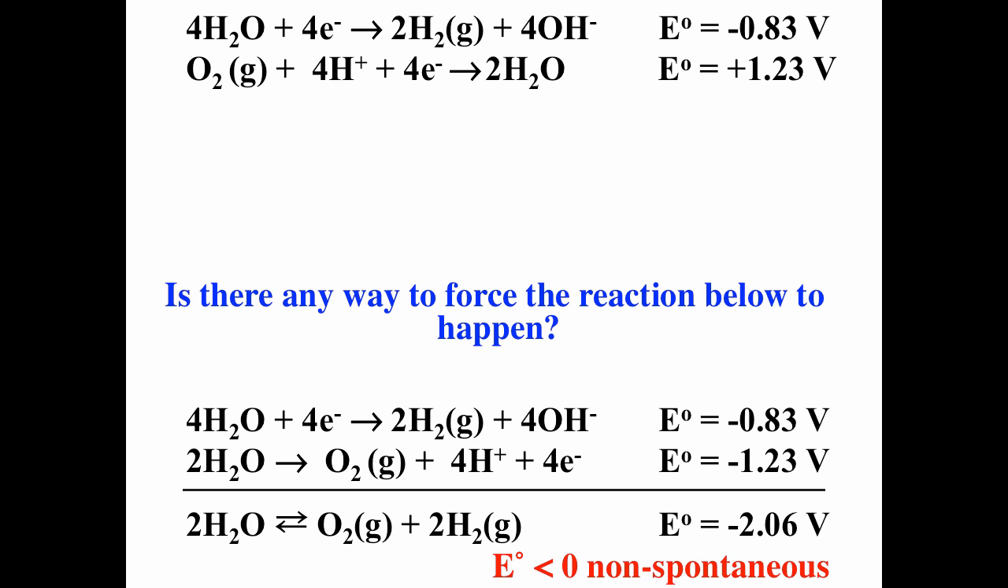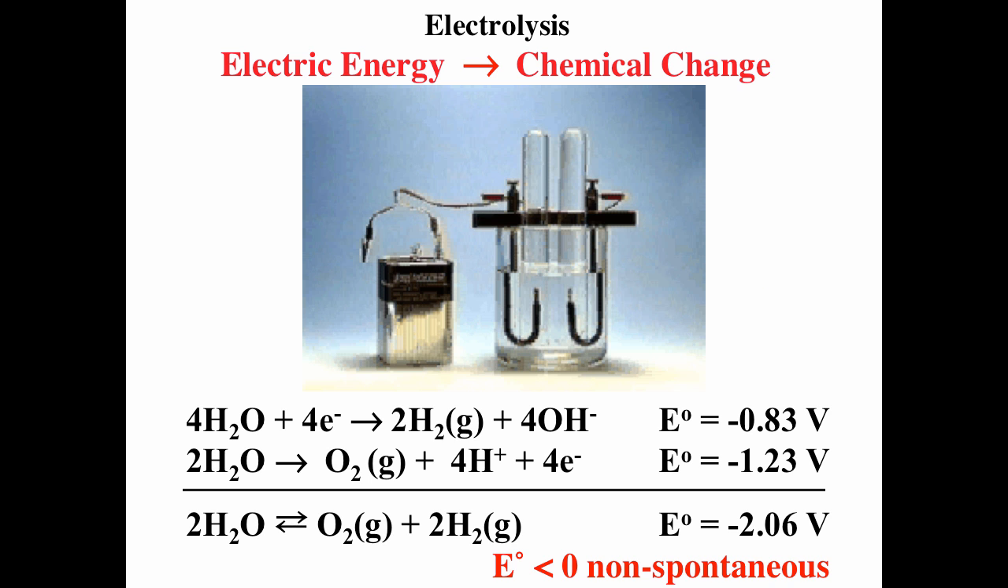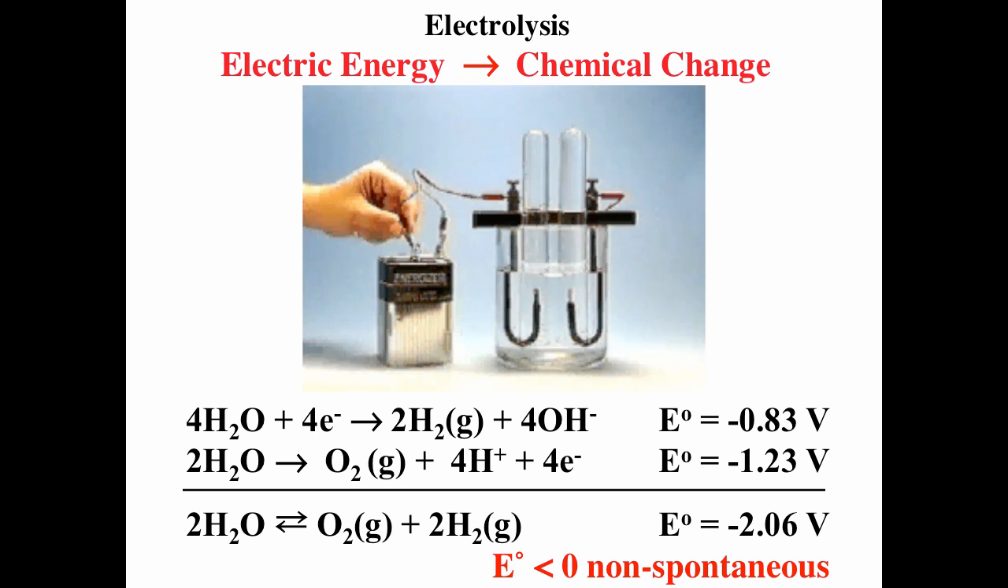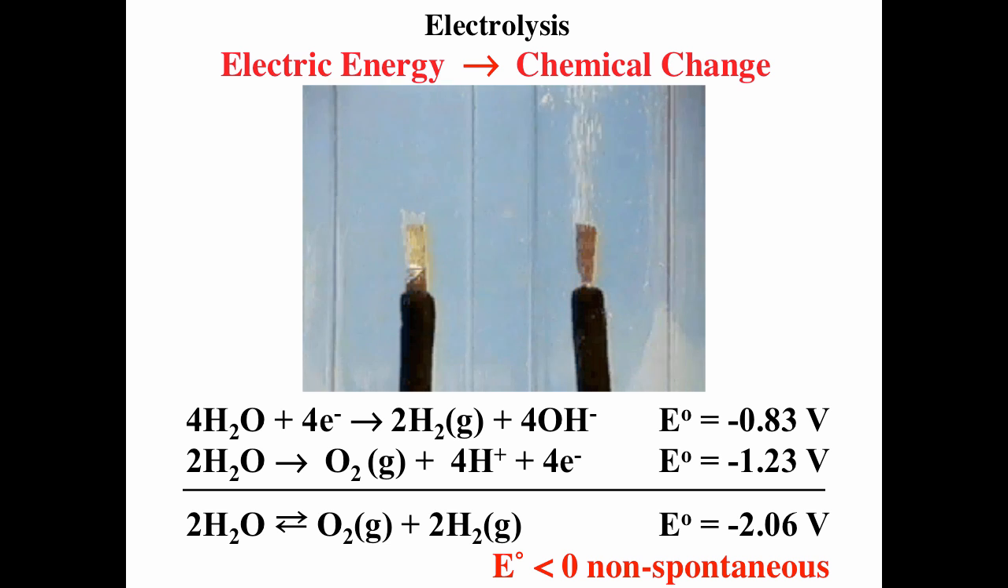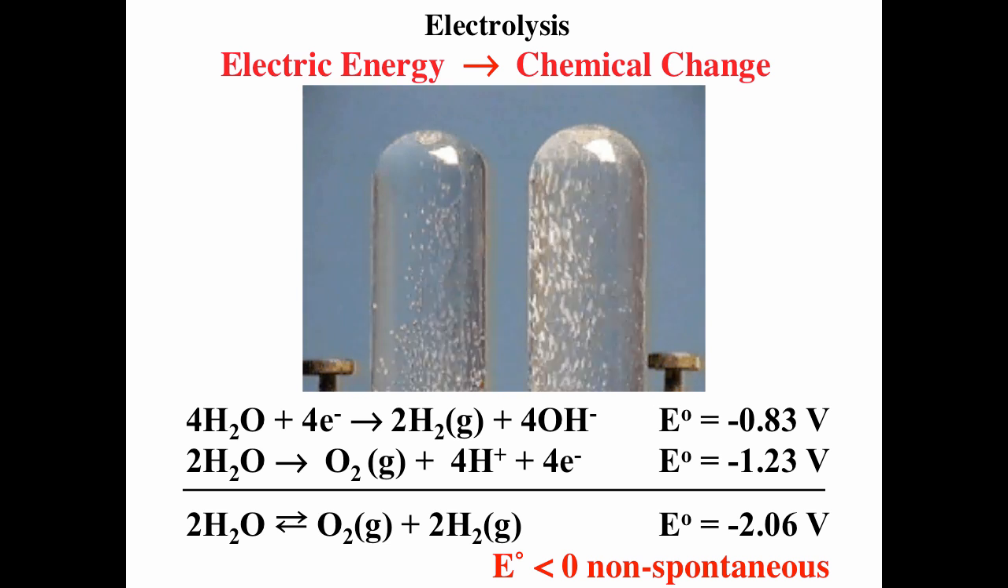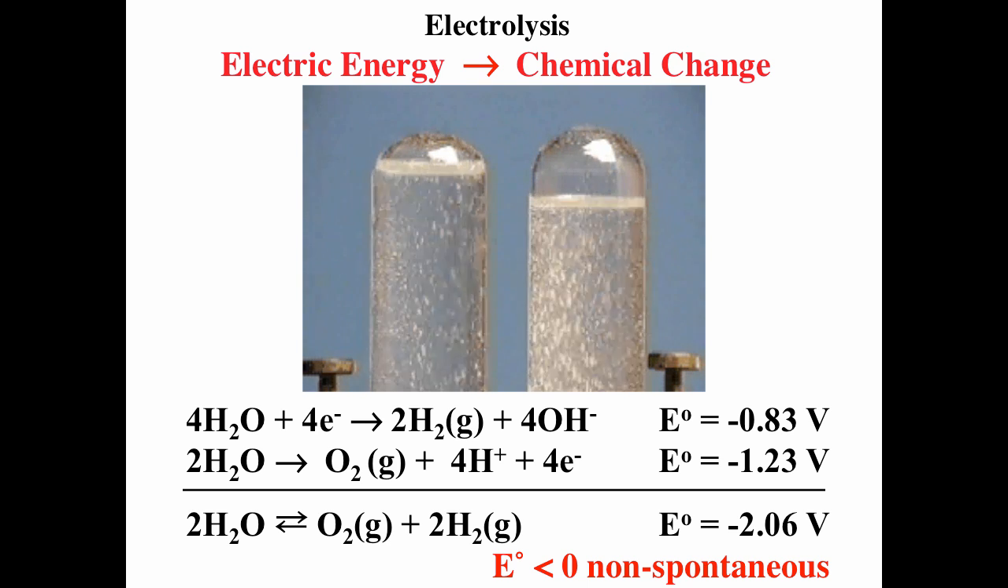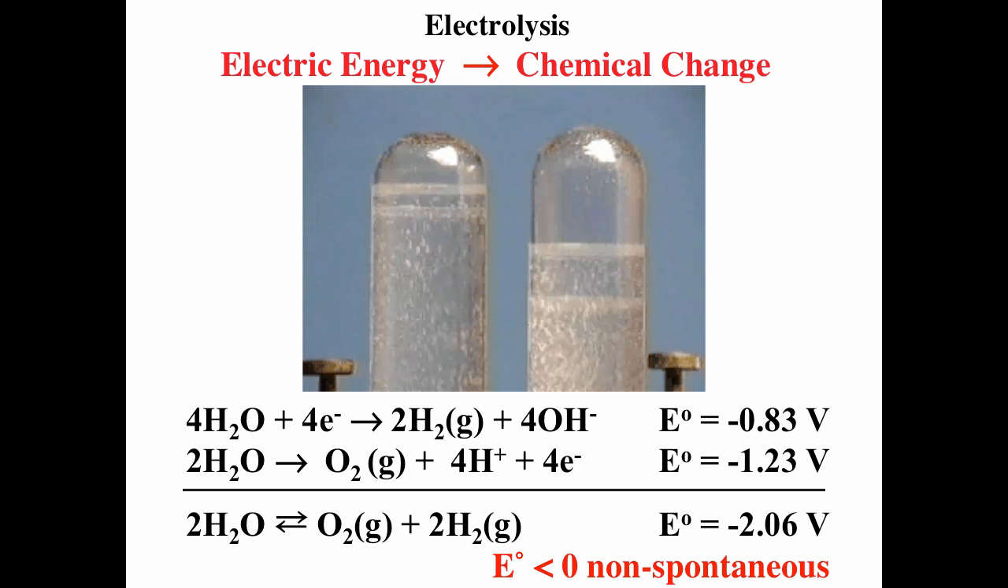Now the interesting question is, can we force this reaction to occur even though it's non-spontaneous? As long as we apply a potential greater than the absolute value of the minus 2.06, we can actually force this reaction to occur. And this would just be the electrolysis of water. The decomposition of water is thermodynamically disfavored, but can be made to occur by electrolysis, the application of an external electric current. Here, platinum electrodes transfer electrons between 2 cell compartments to separate the decomposition products.